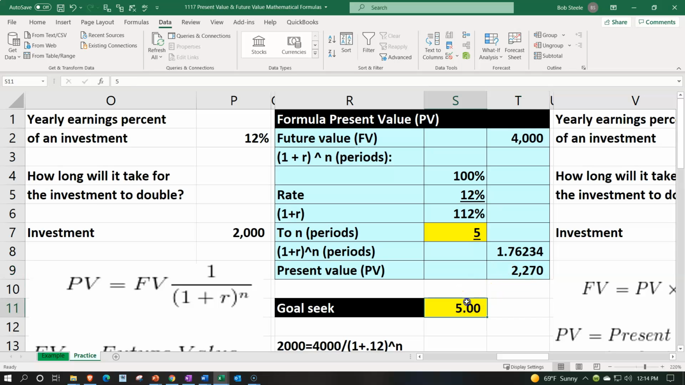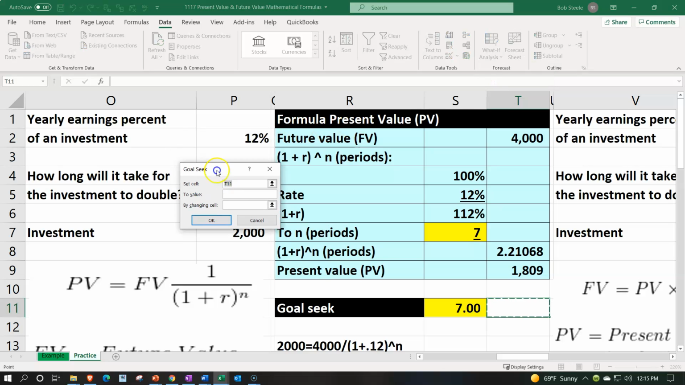So we could then say, okay, well, what if this was like 6? What if this was 7? And so on and so forth like that. Or we can use the Goal Seek function. So I'm going to click off the cell. I'm going to go to the Data tab up top. We're going to go to the Forecast group and do our What-If Analysis. What-If? Then we're going to go to Goal Seek. And we got the dialog box.